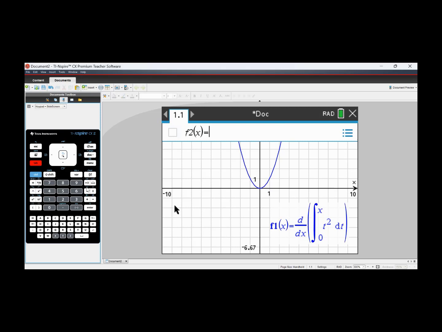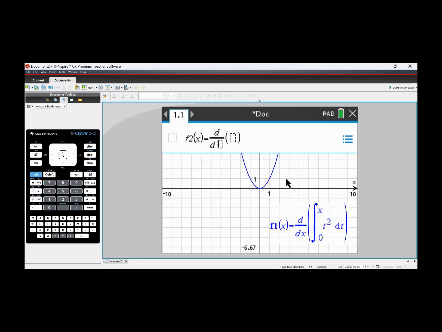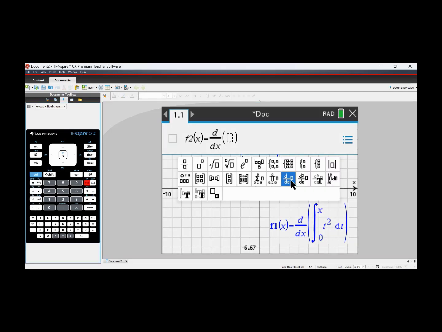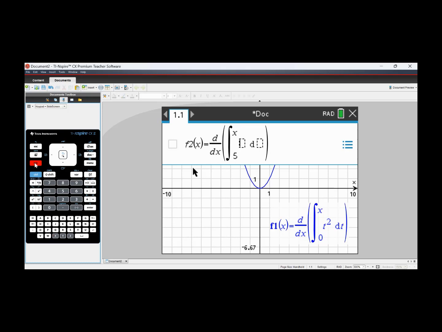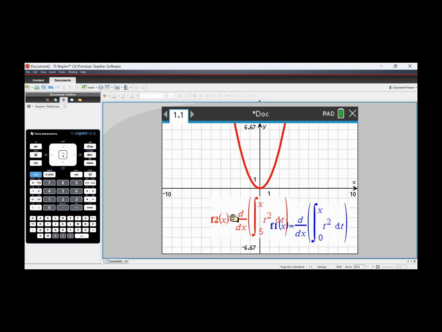Now I'm going to go again, my template key, my derivative with respect to x, tab of, and I'm going to use my template key. I'm using the integral this time, and now my lower limit is 5, tab, we're going to x, tab of our function was t squared, tab dt, and we hit enter, and lo and behold, they're the exact same functions. So changing that constant as the lower limit does not affect the value of the derivative of the integral.